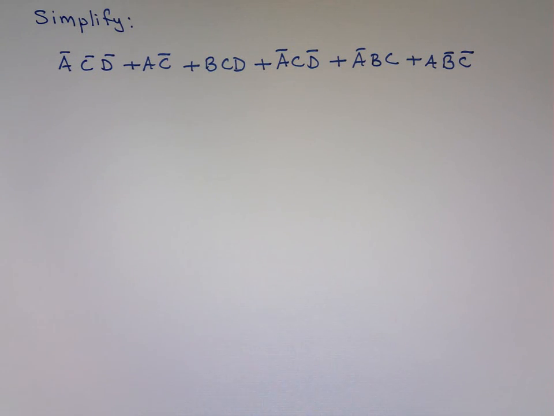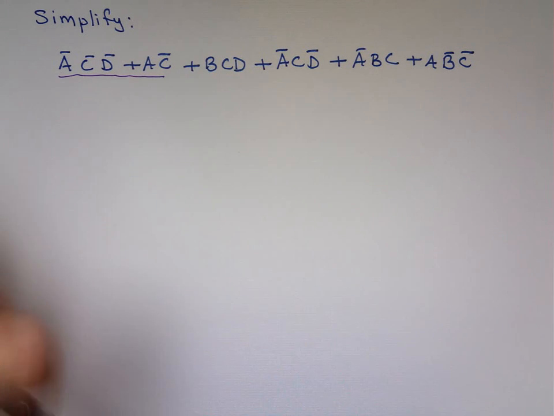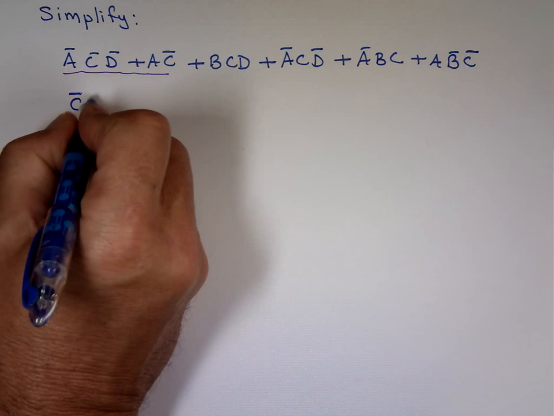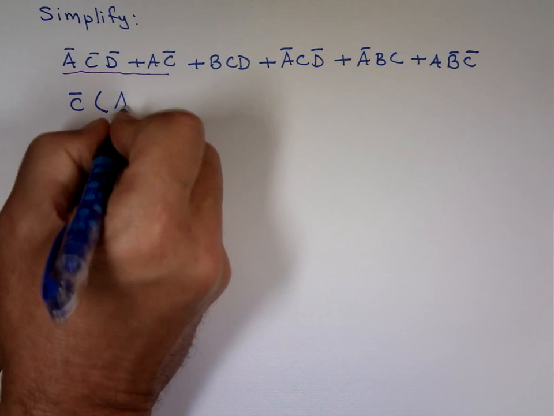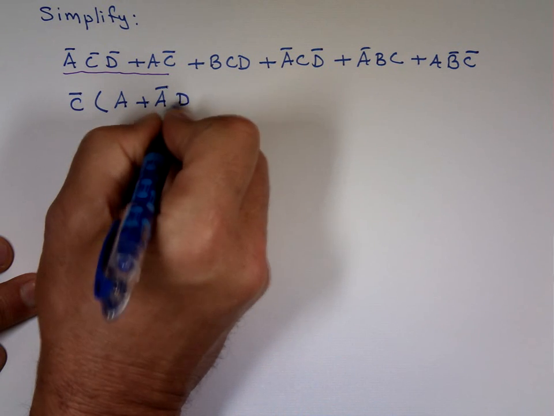I'm looking at the first two right here. I can factor C bar out. What do we have? A plus A bar D bar.